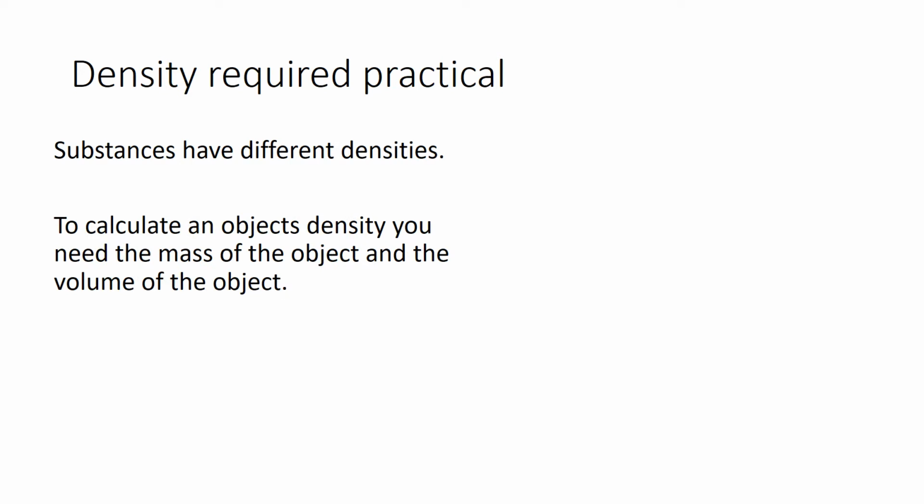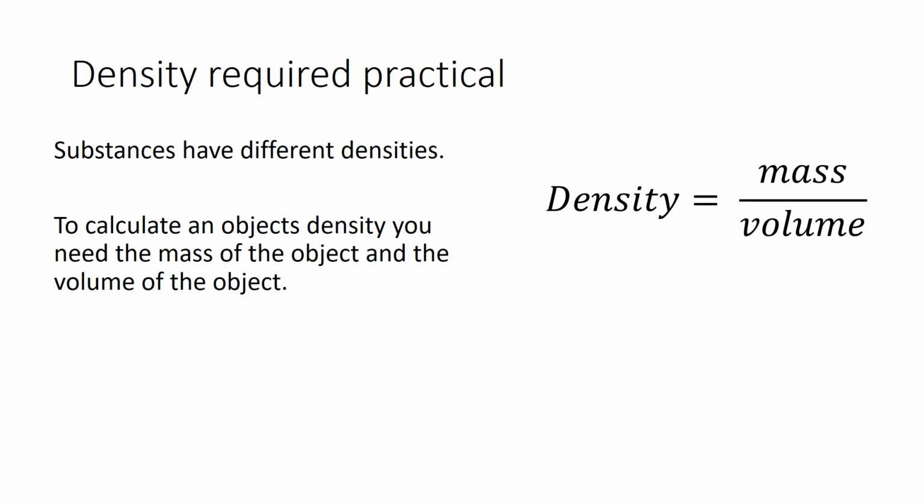For the density required practical, the whole point of this practical is that substances have different densities, and as scientists we need to know how to calculate those densities. To calculate an object's density, you need to have the mass of the object and the volume of the object, and then you can substitute these values into the equation density equals mass divided by volume.